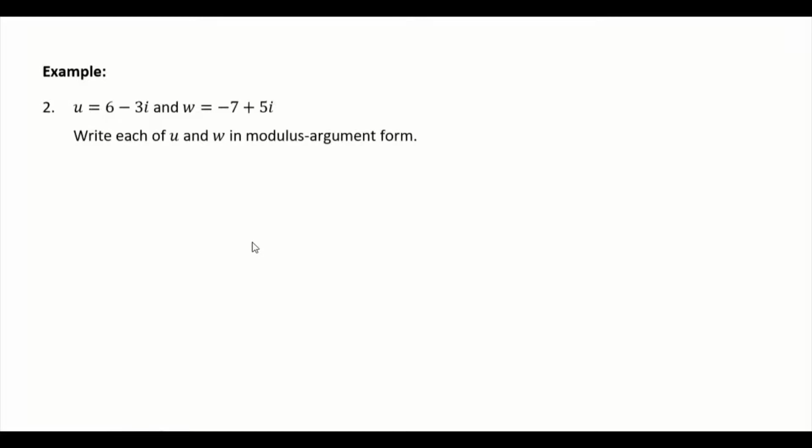The first thing that we need to do is find the polar coordinates, which means we need to find the modulus and also the argument. Let's try to do it for u first. u equals 6 minus 3i. For the modulus, it's going to be the square root of 6 squared plus negative 3 squared, which will give us the square root of 45. Simplified, we have 3 square root 5. Now we continue to do the argument.